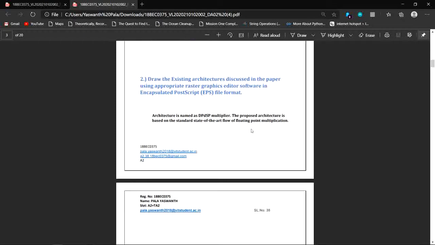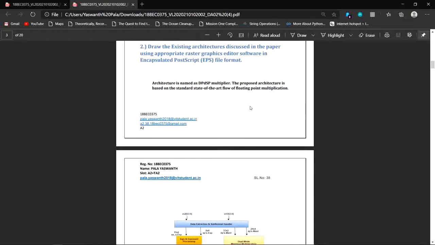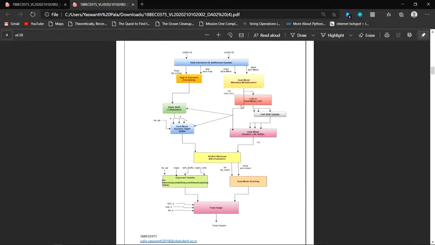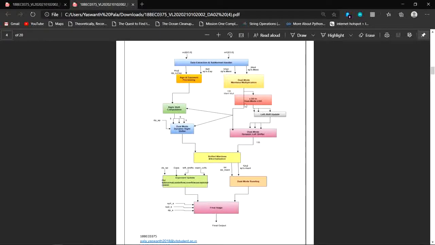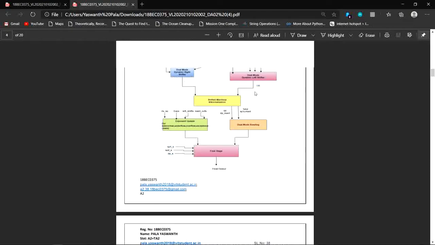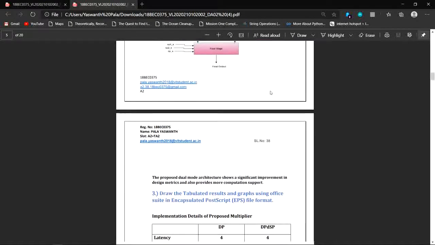The second question was to draw the existing architecture discussed in the paper using appropriate raster graphics editor software in encapsulated PostScript EPS file format. The architecture is named the double precision DSP multiplier, and the proposed architecture is based on the standard state of the art flow of floating point multiplication. I drew these flowcharts using the draw.io website, which is really comfortable, though it took time. This is the surface level of the whole system algorithm, and its architecture is shown here in the basic format. These were the diagrams of the existing architecture.